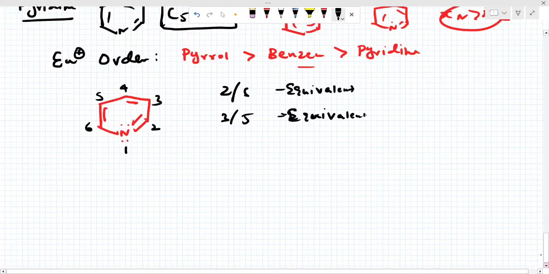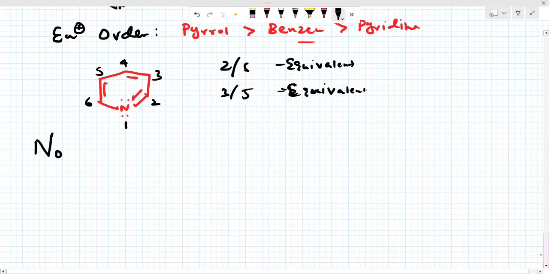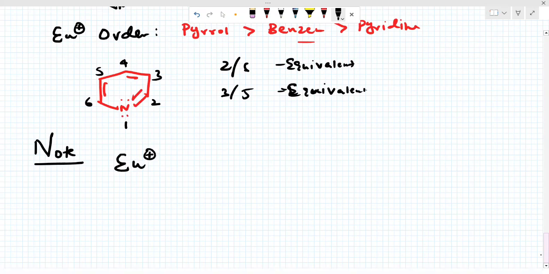Now, please note. Very important. Most important. Note. In the electrophilic substitution reaction, where is the attack going to occur in pyridine? Third as compared to 5. Suppose third is occupied, then go with the 5.